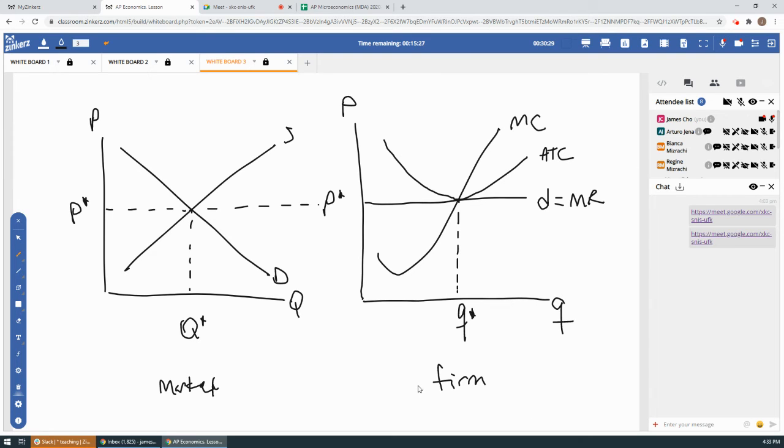This is how we know that we're in long run equilibrium. There's no more change. There's no reason for companies to come in. There's no reason for companies to leave. Everything is in balance.